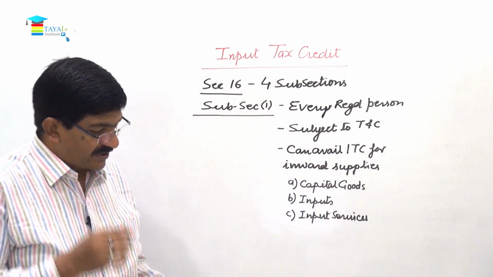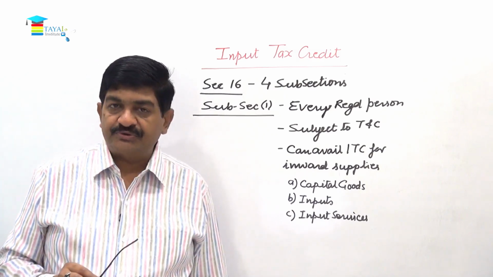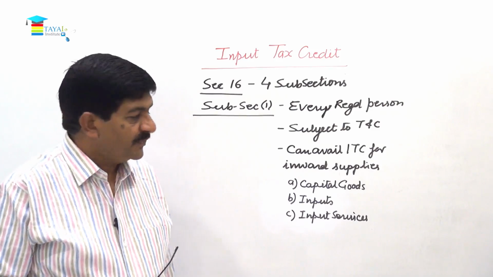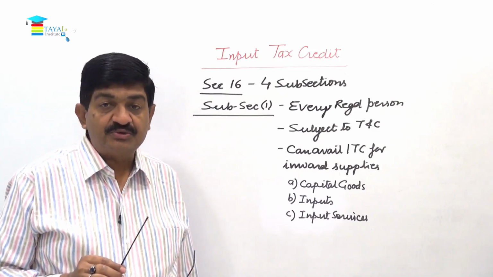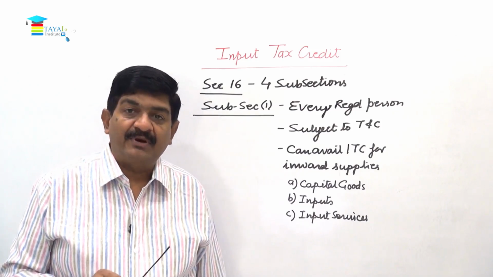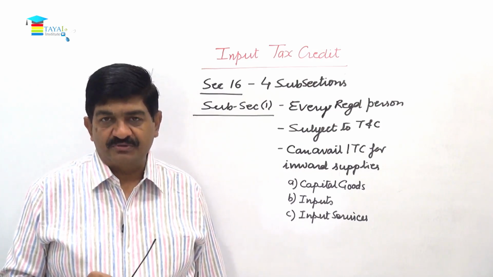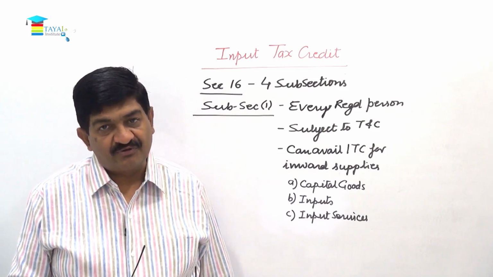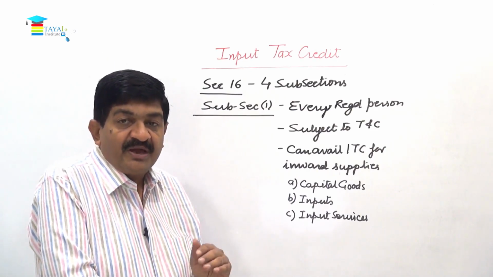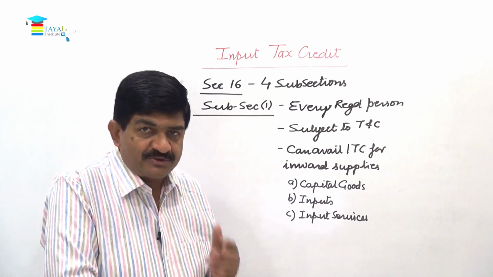Okay, so now you can understand why I discussed all the definitions in the beginning. What are capital goods? All the goods the value of which is capitalized in the books of account, provided those capital goods are used either in the course or furtherance of the business. Similarly, inputs, all goods other than capital goods used in the course or furtherance of the business. Input services, services which are used or intended to be used in the course or furtherance of business. So the most important thing before availing the input tax credit is to determine whether the goods or services are going to be used or being used in the course or furtherance of business or not.